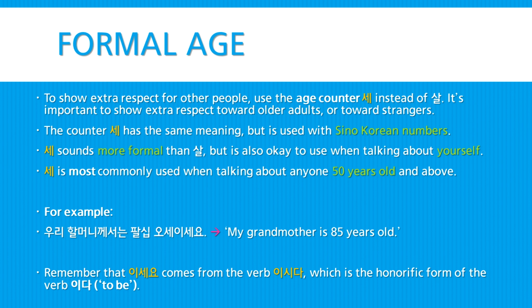For example, 우리 할머니께서는 85세이세요. My grandmother is 85 years old. 85세. Here, remember that 이세요 comes from the verb 이시다, which is the honorific form of the verb 이다, to be.